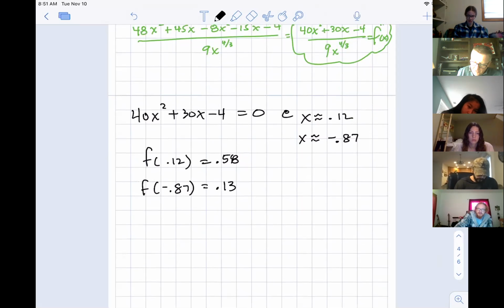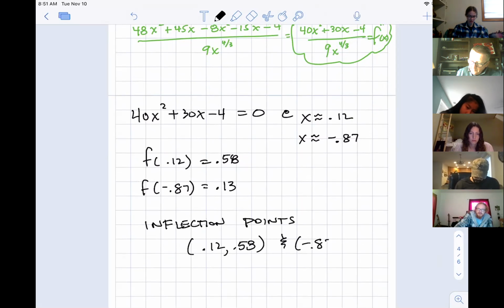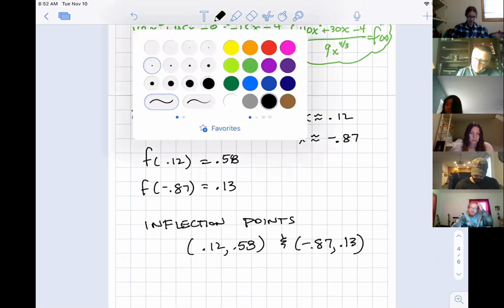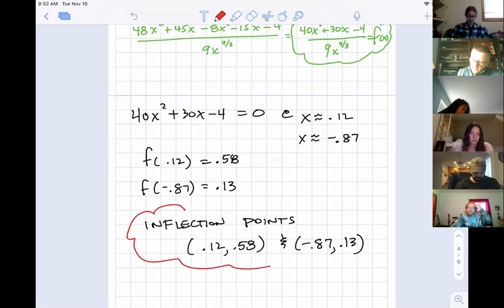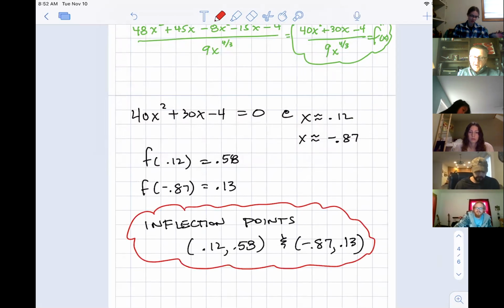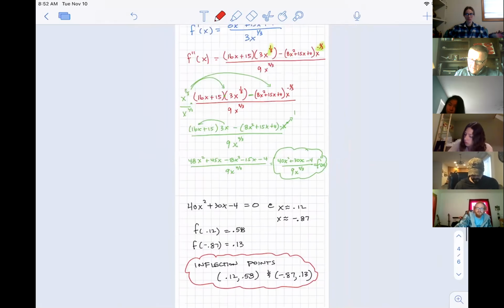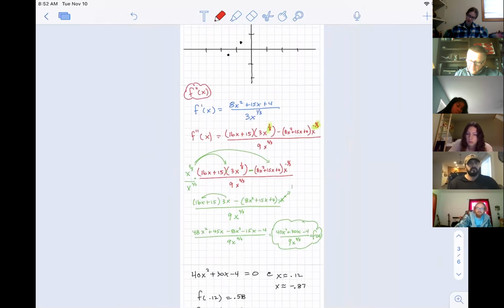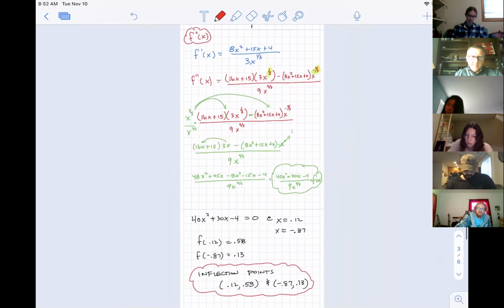So what this means is I have 2 inflection points. 0.12, 0.58. And -0.87, 0.13. So again, that's huge. That's something I need to note. I need to note my 0 slopes, and now I need to note these inflection points. So let's go stick those on the graph. And what I'm saying is, armed with this, we sort of own this graph. We kind of own everything we need to know now.